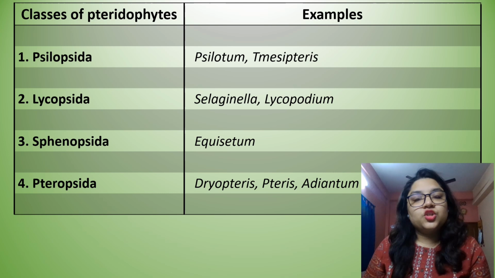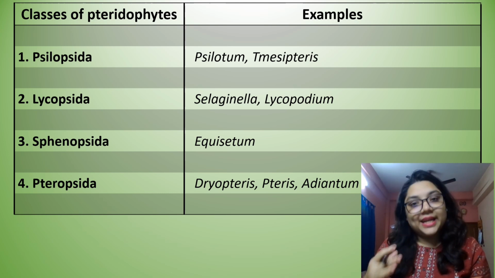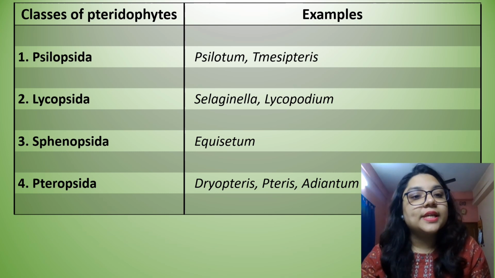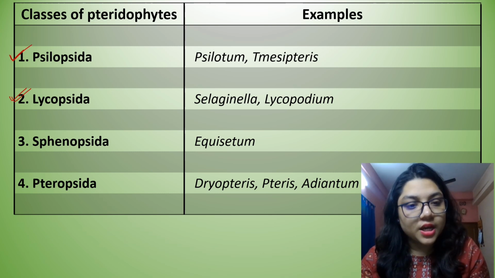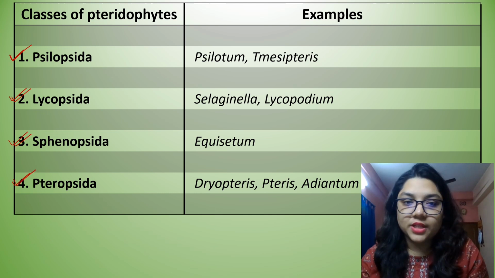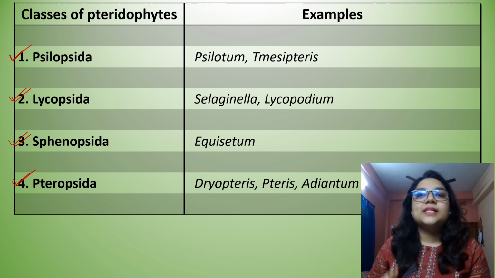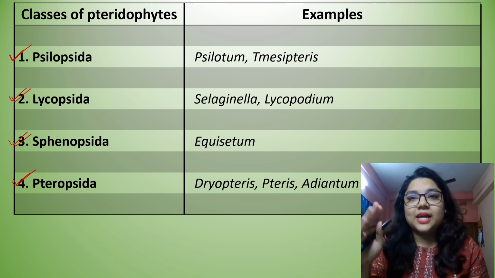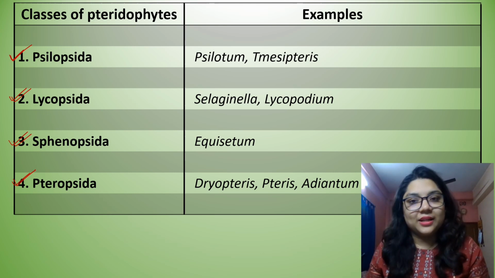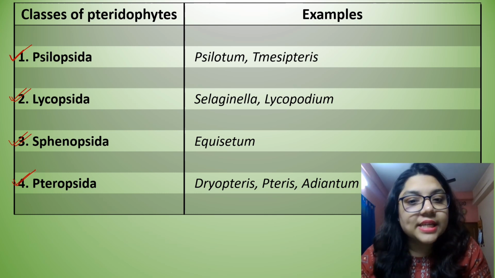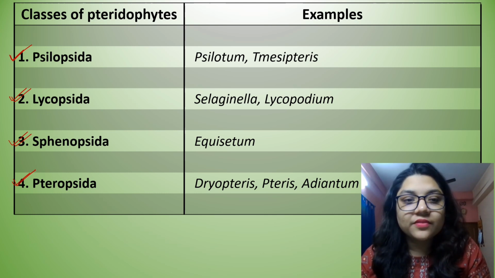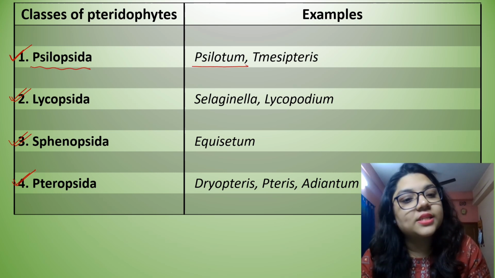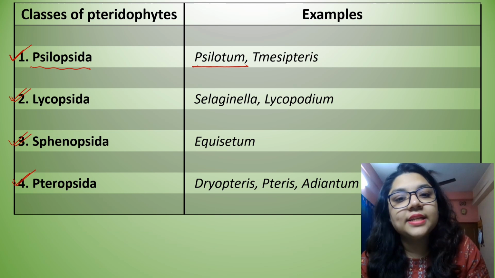Okay, now coming to pteridophytes. Talking about pteridophytes, you have four different classes: Coelopsida, Lycopsida, Sphenopsida and Pteropsida. For all of these, remembering one example is very easy. For the second example you have to read a little, then it will stay in your mind. First is Coelopsida. See the first example that we have, Coelotum. If you remember the class name Coelopsida, you will remember Coelotum very easily.